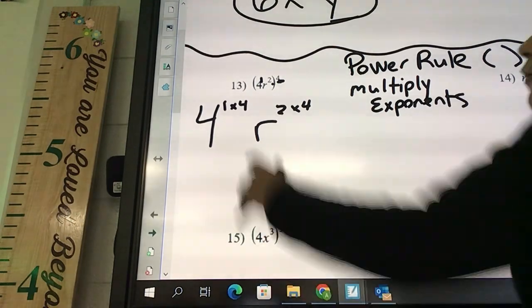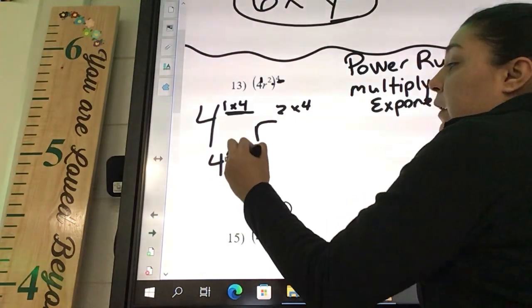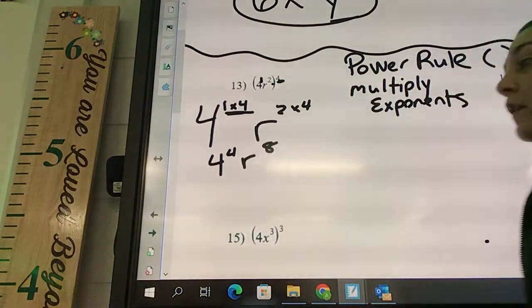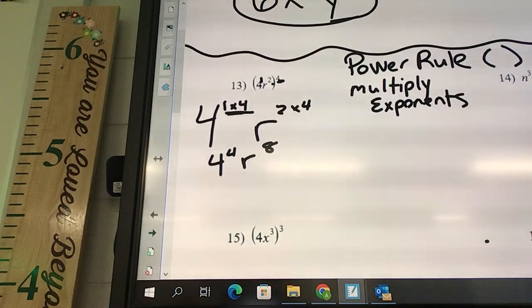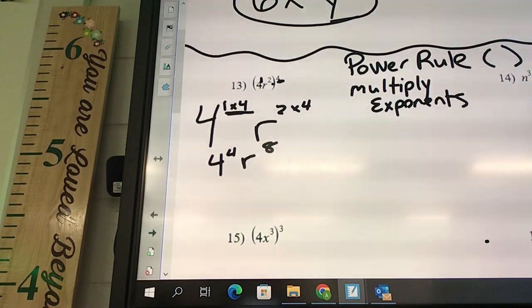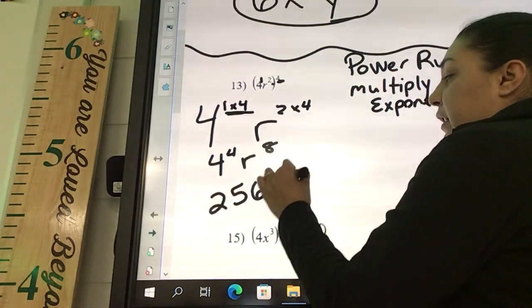So, what is 4 times 1? 4. So you're going to have 4 to the 4. R to the what? What is 2 times 4? 8. Now, we don't leave it like that. You're definitely going to have to use a calculator. What is 4 to the 4th power? Use your calculator today. 256. So our final answer is going to be 256 R to the 8.